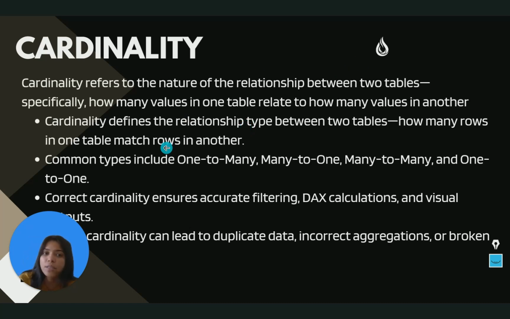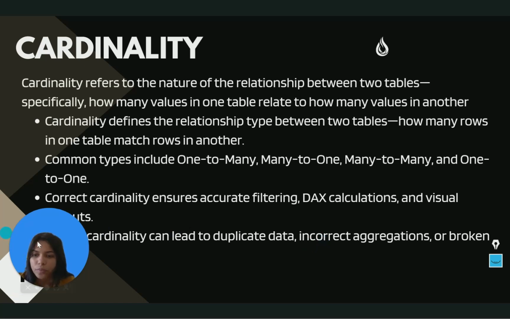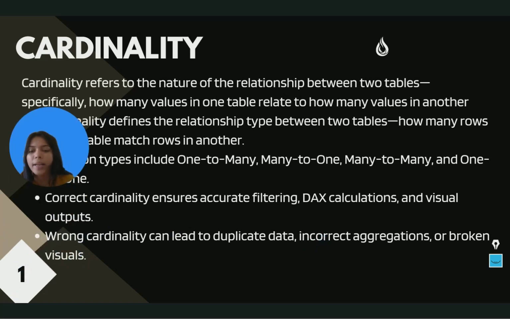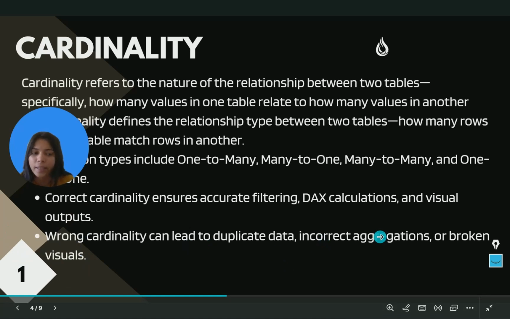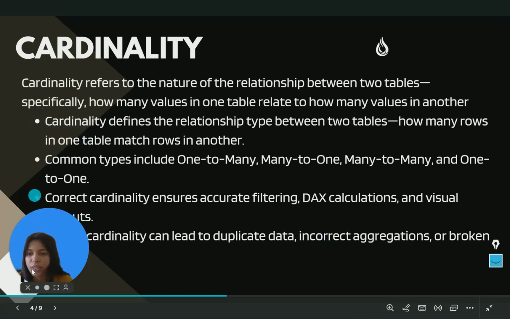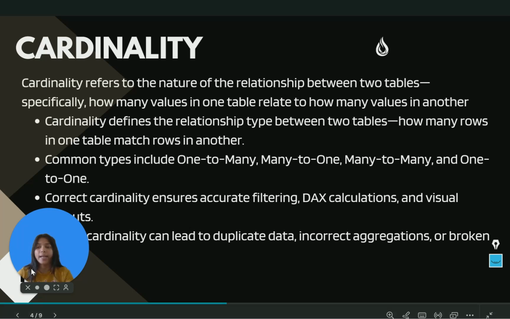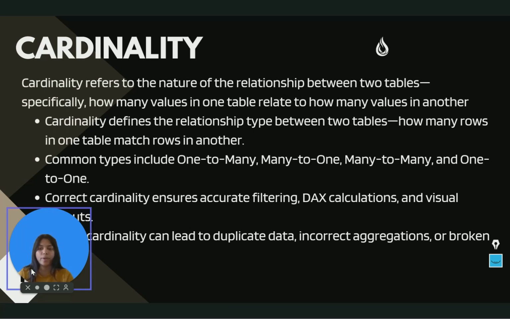Cardinality defines the relationship between two tables, how many rows in one table. Suppose in table 1 you have 5 rows and in table 2 you have 10 rows. The nature of the connection that gets built, the nature of the relationship, is called cardinality. Wrong cardinality can lead to duplicate data, incorrect aggregation, and broken visuals. You need to understand why the right cardinality is highly important.